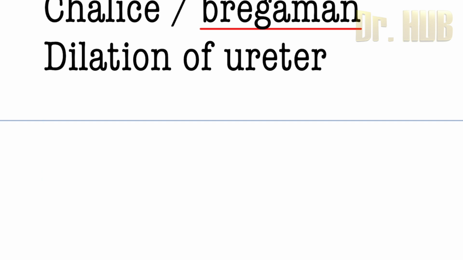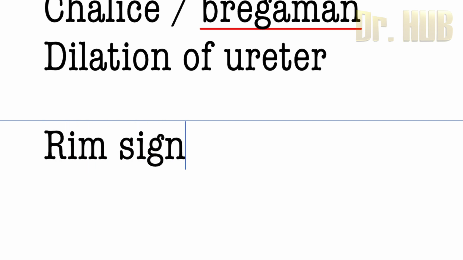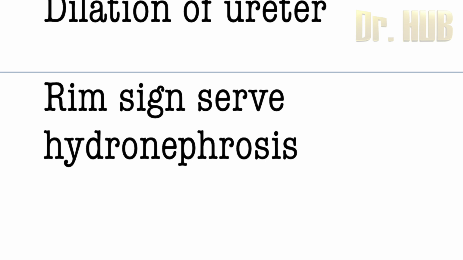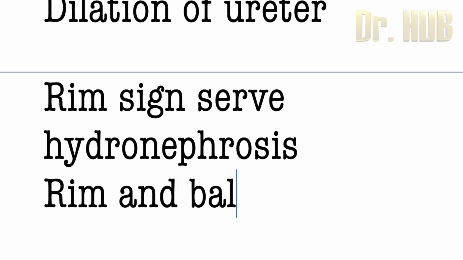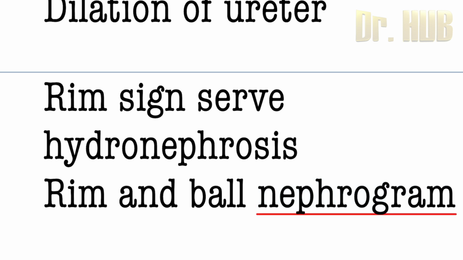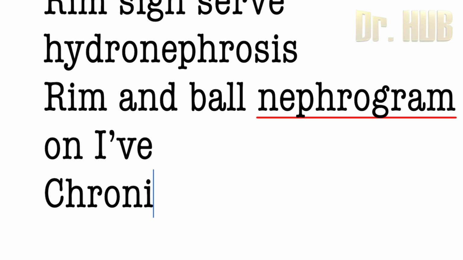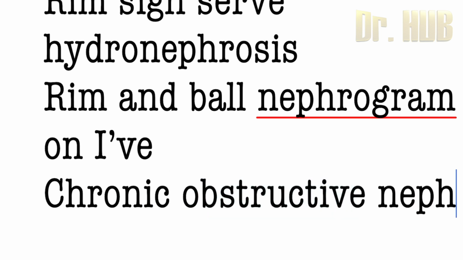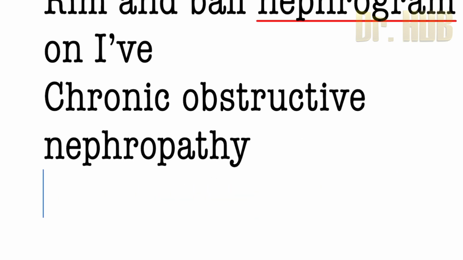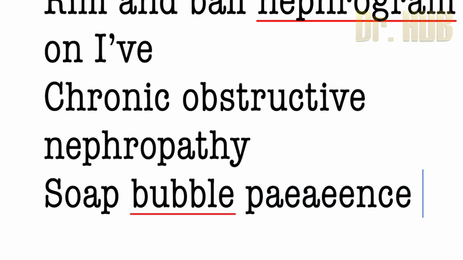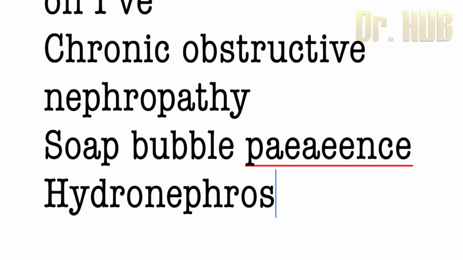Next is the rim sign. In case of the rim sign, there is severe hydronephrosis. When you look at the rim and the ball nephrogram on the IVU, you look for chronic obstructive nephropathy. Then looking at the soap bubble appearance, it is severe hydronephrosis.